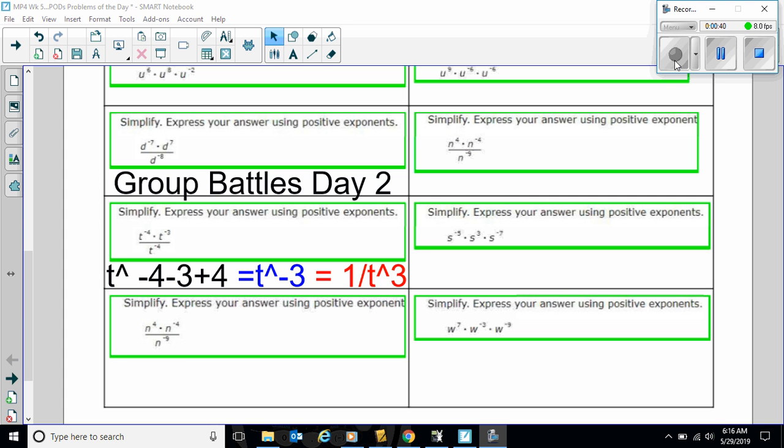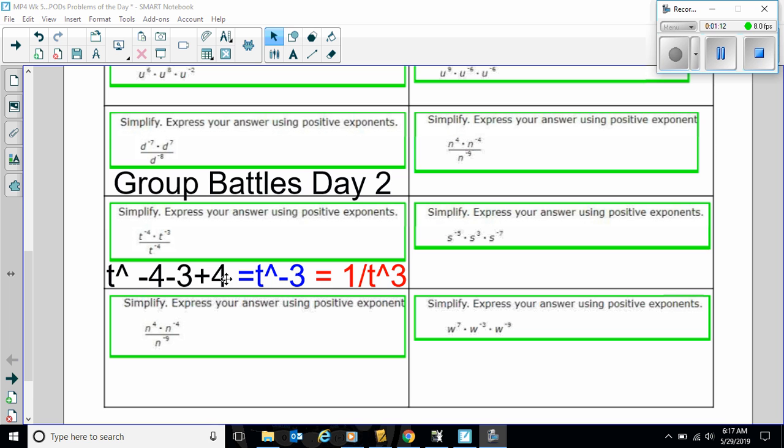All right, welcome back. So class, the final answer, if we look at it, should be 1 over t to the third power. Now, in order to get there, we needed to understand that the exponent on the denominator, we're going to flip it over 1 and take the exponent and switch the sign. So we've gone from -4 to +4.